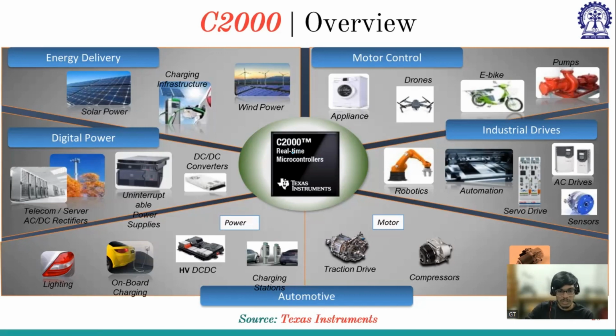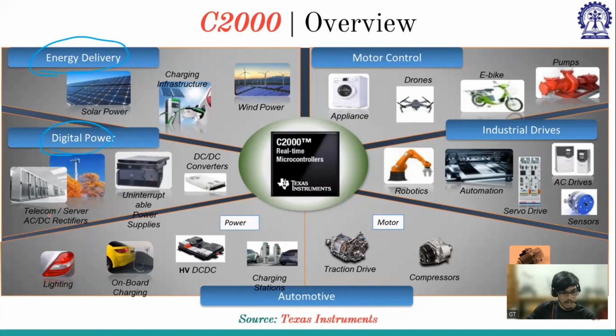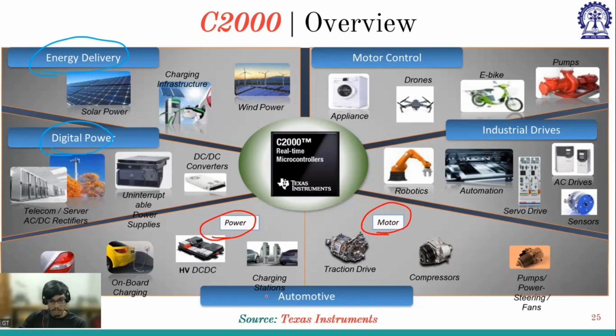Here, C2000 real-time microcontrollers are also made for a wide range of applications, starting from energy delivery and digital power. They have mentioned what applications it is targeted for: telecom, AC/DC rectifiers, DC/DC converters. So this is our area of domain. They are also made for high voltage DC/DC onboard charging, very high power applications, as well as motor drives, traction drive, compressor, automotive. So this all comes under automotive.